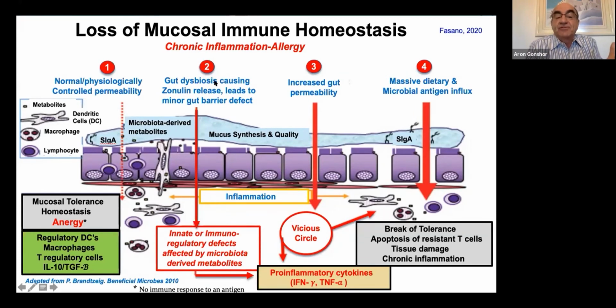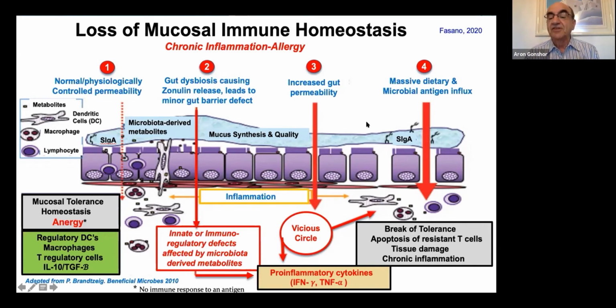Number two says, what happens if you have some gut dysbiosis, which will cause some zonulin release? It can lead to some minor gut barrier defects. You can begin to open up those tight junctions a little bit. SIgA is maybe not working as well as it should. There are metabolites of the microbiota that are getting too close to these intestinal cells. The mucus is beginning to really decrease and lose the type of mucus that you would normally want. It's not as broad. It's not as thick as it normally is, this will begin to promote innate inflammatory effects.